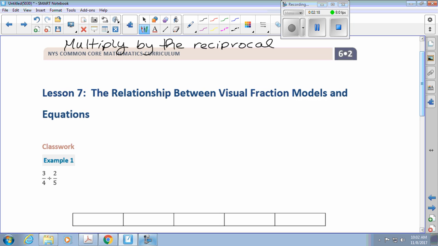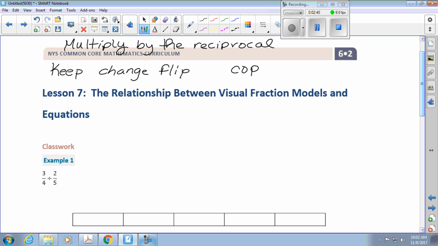But now some teachers, not me, came up with this: Keep, change, flip. And then other teachers came up with another way of saying that, and there are still ways beyond these three.